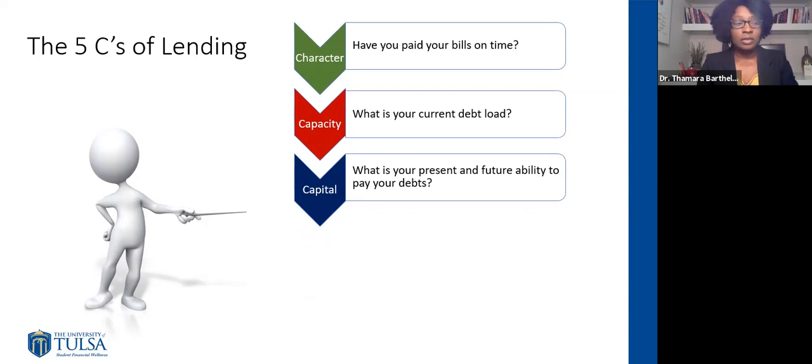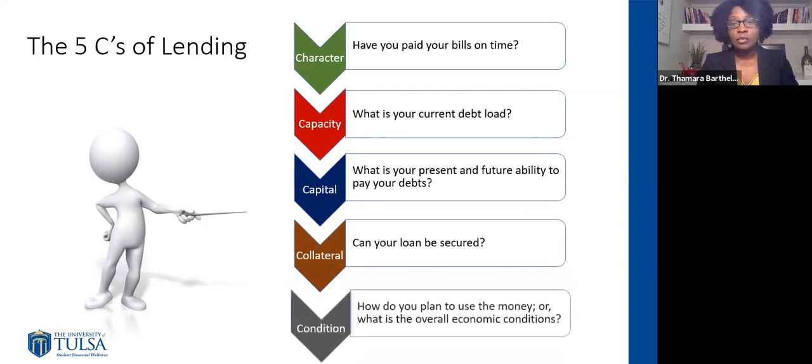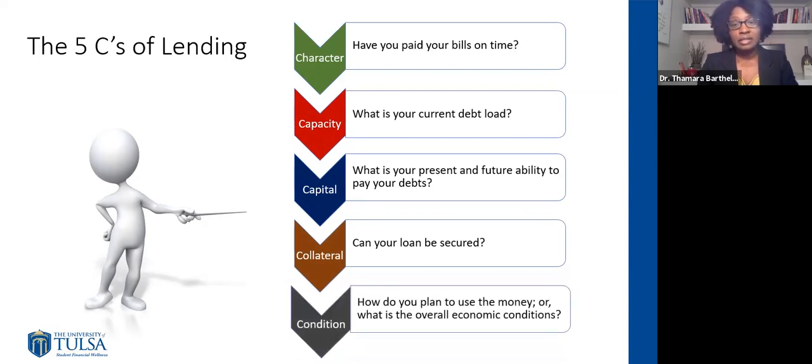Second is what the lenders call capacity. What is our current debt load? Third, what is our present and future ability to pay our debt? Okay, and that is actually considered capital.